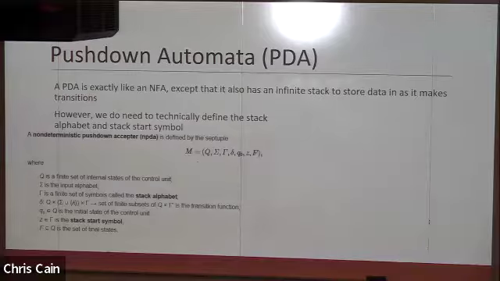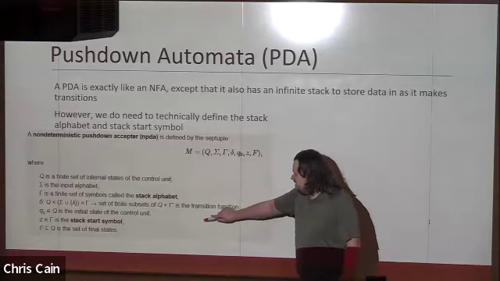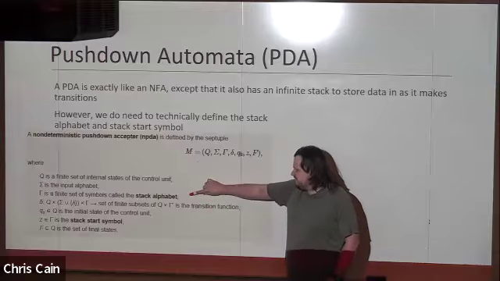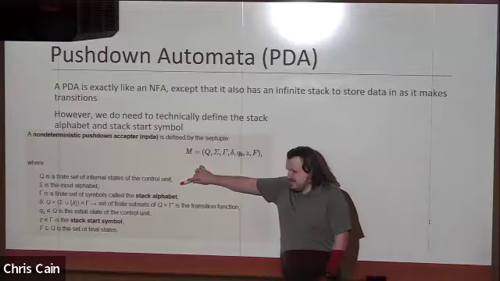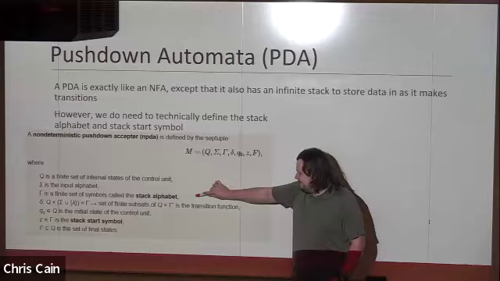So the formal definition of an NPDA, non-deterministic push-down automata, acceptor, I don't care. My joke usually is PDA stands for public displays of automata. So just like before, the only thing that changes is our transition function and the set of symbols that we're going to call the stack alphabet. So we have our same input alphabet as before, but now we also have a stack alphabet.